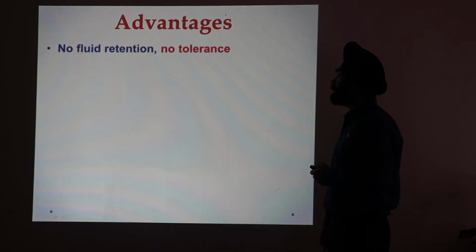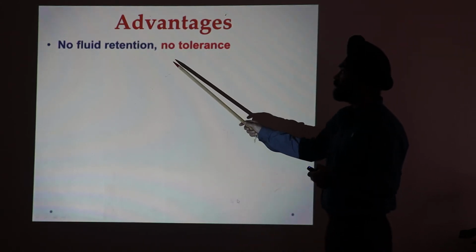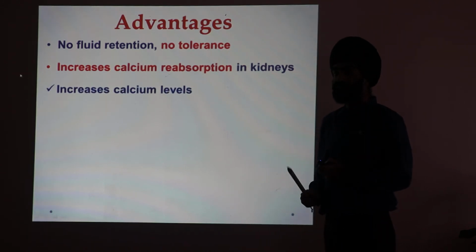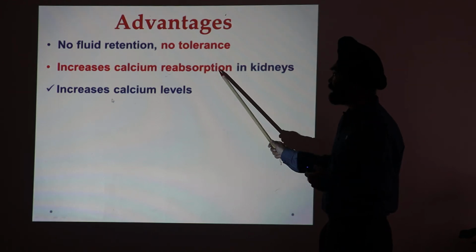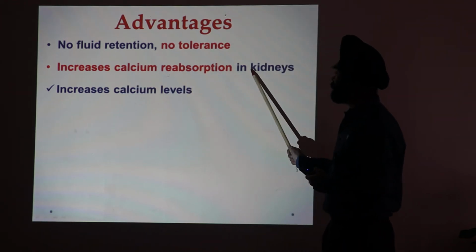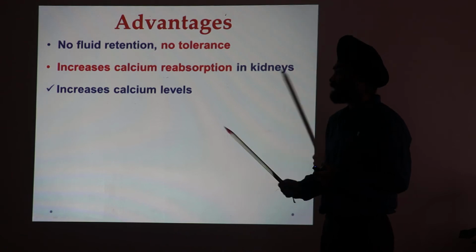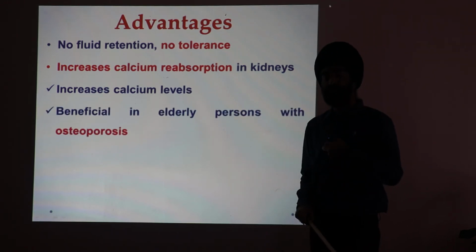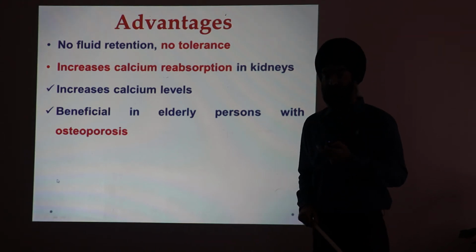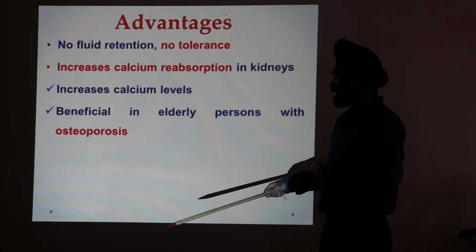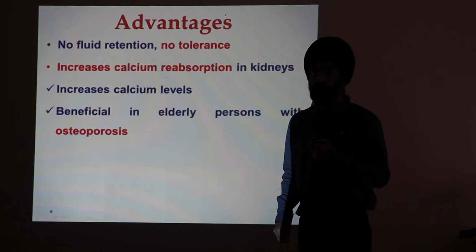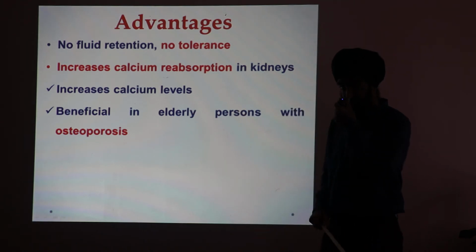Now coming down to advantages. These chlorothiazides do not produce fluid retention, no tolerance, and another important thing, they increase the calcium reabsorption from the kidneys, from the renal system. So they increase the calcium level. The beneficial effect is that when you are giving chlorothiazides to an elderly person, along with the reduction in the BP, they are increasing the calcium level. So simultaneously you are also improving the condition of osteoporosis. So it is an additional benefit.